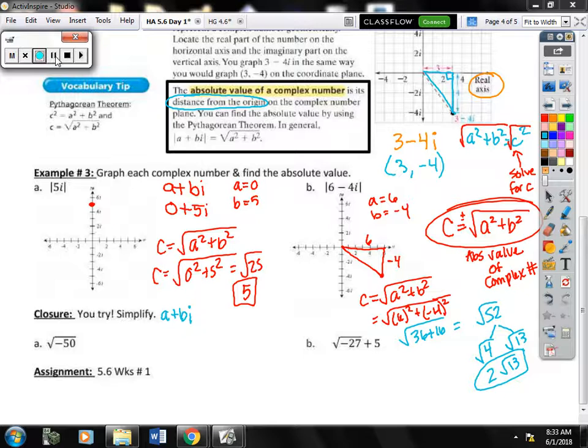Let's get two more, pull up to the board, do the closure. Rayleigh, you could do A. And Sierra's not here. Abby Wayman, B.